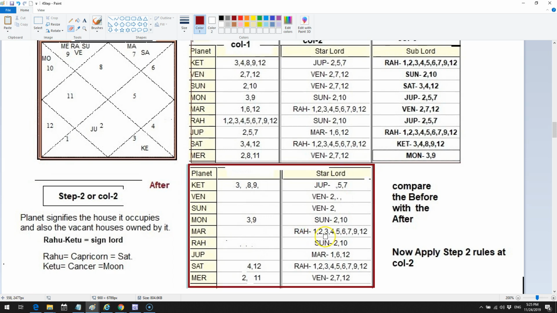Mars is in the star of Rahu. Okay, so where is Rahu? Rahu is in the 2nd. So 2nd we will keep, and then like I mentioned to you, in 4th step the nodes Rahu and Ketu represent the sign lord. So Rahu in the cusp chart seems like it's in Sagittarius, but it is not. It is actually in Capricorn. So Rahu represents Saturn. So what can Saturn do over here? Saturn is in 12, and then Saturn owns the houses 3rd and 4th.